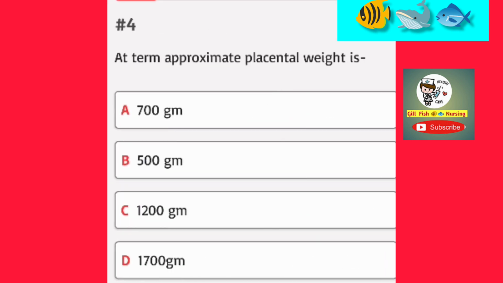A term approximate placental weight is, what is that? A is 700 gram, B 500 gram, C 1200 gram, and D 1700 gram. So what is the correct answer? Usually the placental weight is 1/6 of the body weight of the baby. So that means the correct answer will be 500 grams.